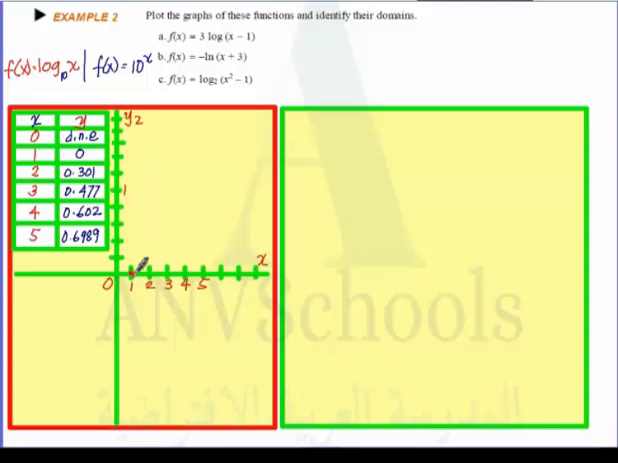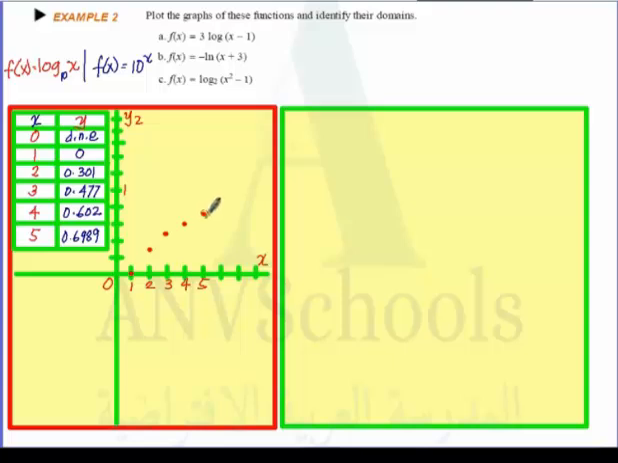1, 2, 3, 4, 5. So this is 0.2, 0.4, 0.6, 0.8, 1.0. So 0.301 should be somewhere here. Okay? And let's make it more accurate. We have here, and then 0.477, so somewhere here. Okay? And then 0.602, so that would be here. Okay? And then 0.6989, so that would be here.